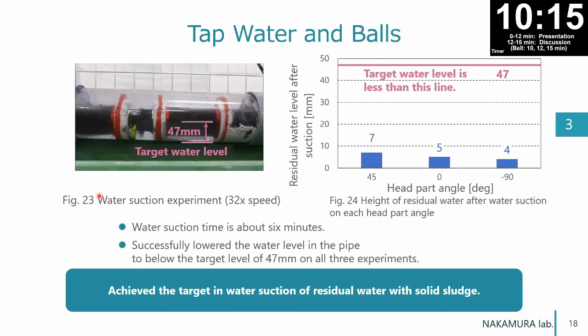Figure 23 shows the water suction of tap water with balls, and the result is shown in figure 24. As in the prior experiments, it successfully lowered the water level in the pipe, as shown in figure 24. Therefore, we achieved the target in water suction of residual water with solid sludge.